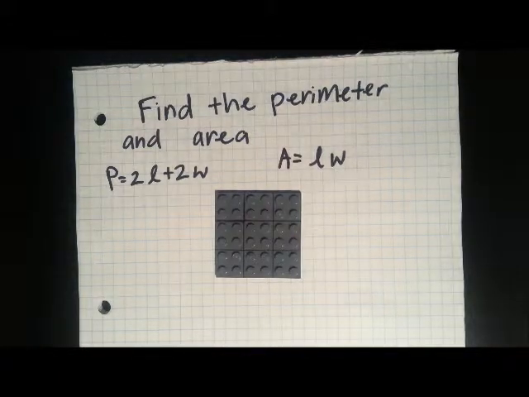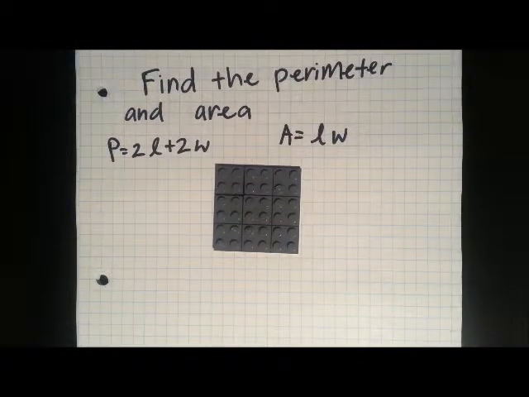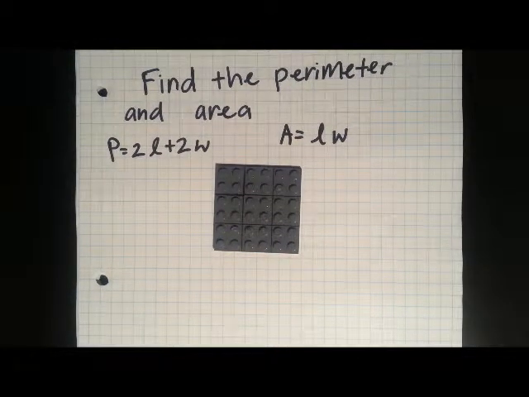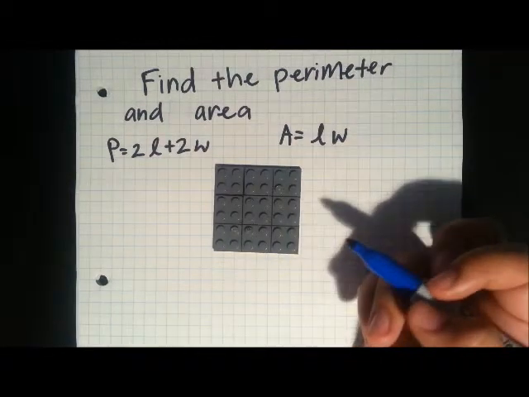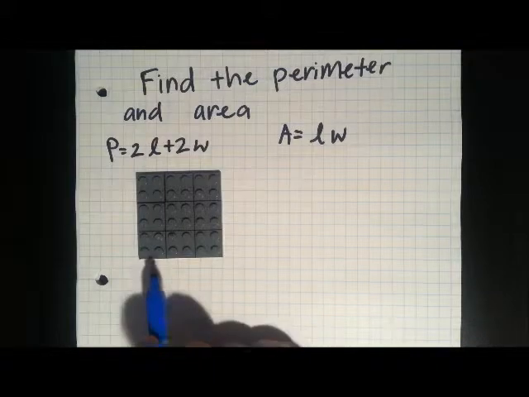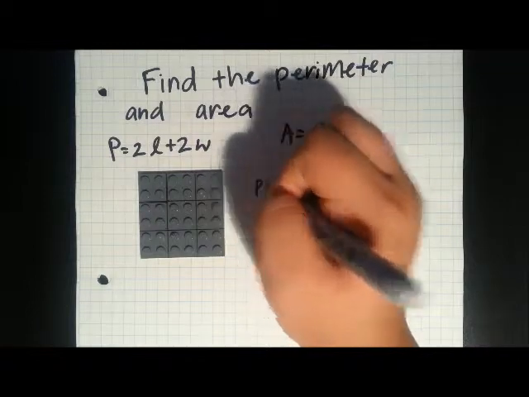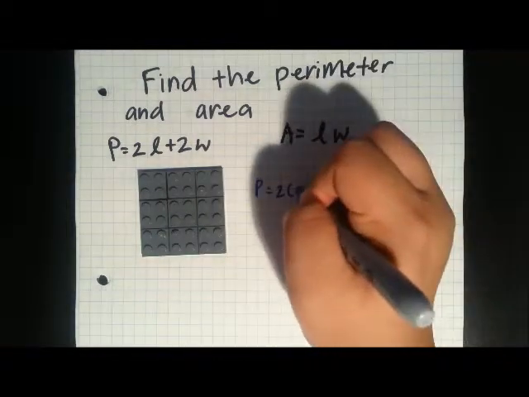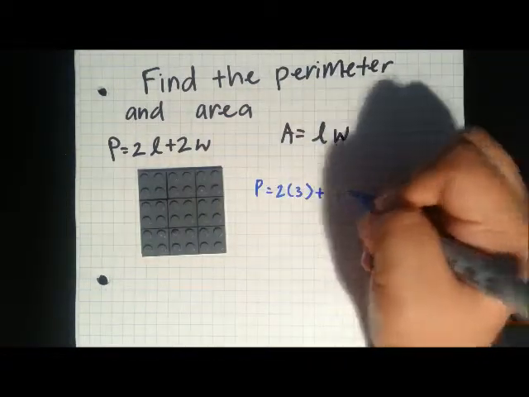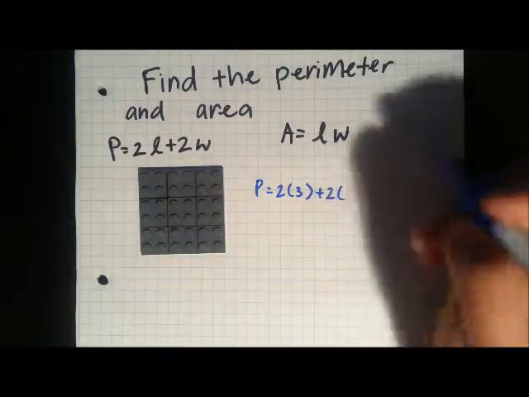And for the shape here, what you're going to do to find the perimeter and the area, we're going to first count the length of this shape. So it's 1, 2, 3. So to plug that into our equation for perimeter, we'd go P is equal to 2 times 1, 2, 3 for the length, plus 2 times 1, 2, 3 for the width.